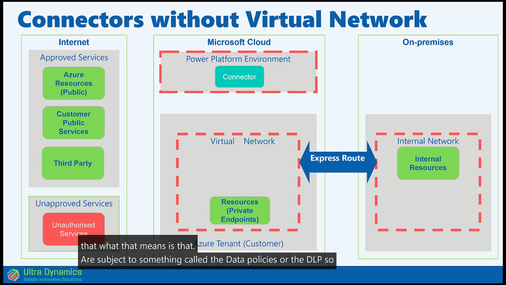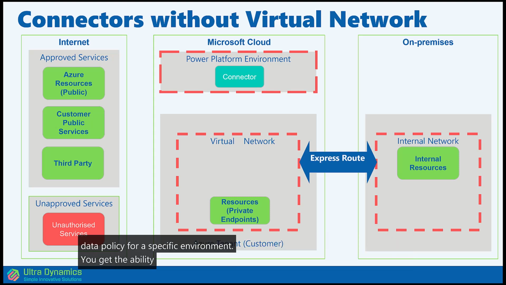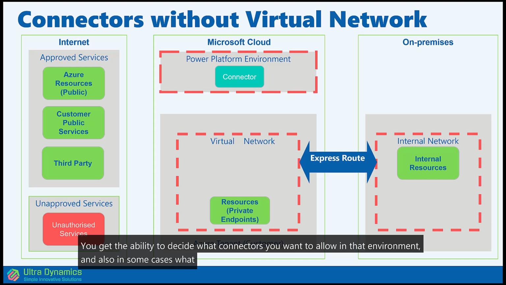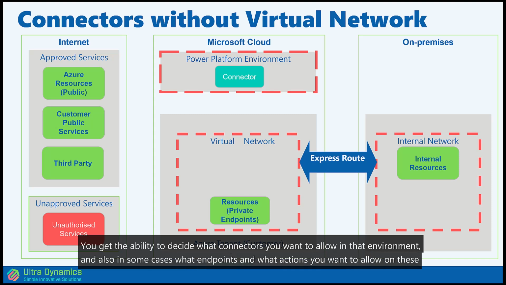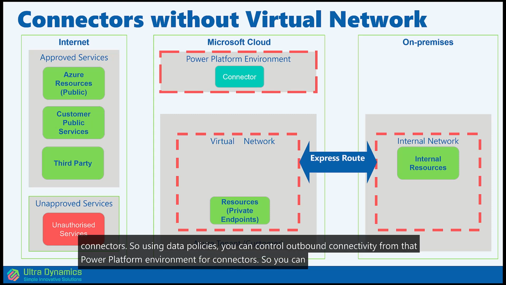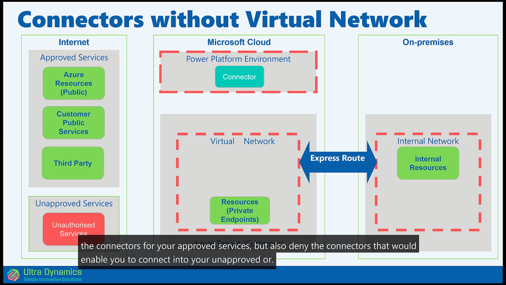So if you configure a data policy for a specific environment, you get the ability to decide what connectors you want to allow in that environment, and also in some cases, what endpoints and what actions you want to allow on these connectors. So using data policies, you can control outbound connectivity from that Power Platform environment for connectors. So you can decide to enable the connectors for your approved services, but also deny the connectors that would enable you to connect into your unapproved or unauthorized services.